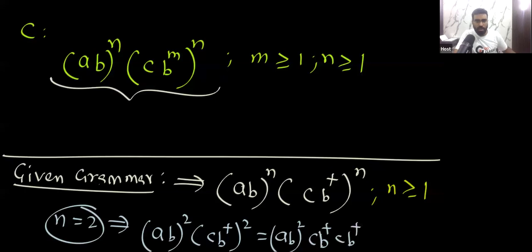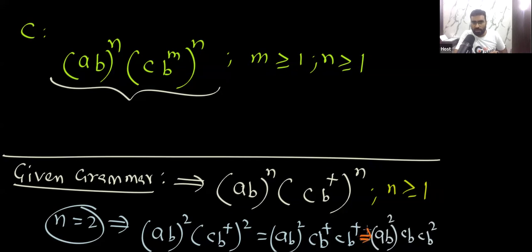Now let me tell you, in option C, this b and this b are repeating the same number of times. Are you getting my point? Actually they can repeat any number of times. For example, you should be able to generate a b whole square, then c b, and then c b whole square. This should be able to be generated. Do you agree with me? Yes or no? We should be able to generate this string. Do you agree? From this I should be able to generate this string.